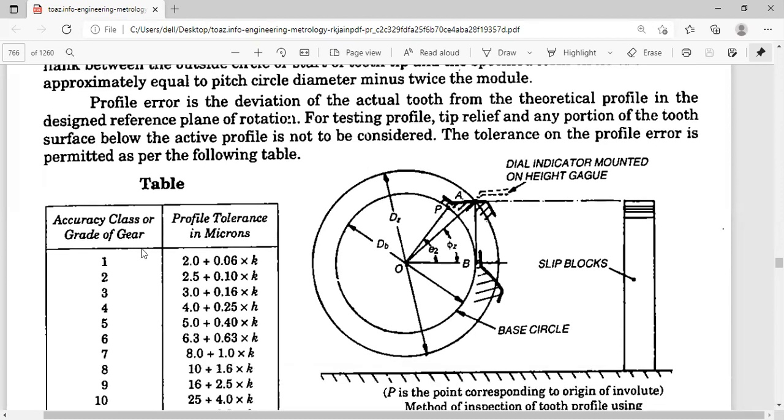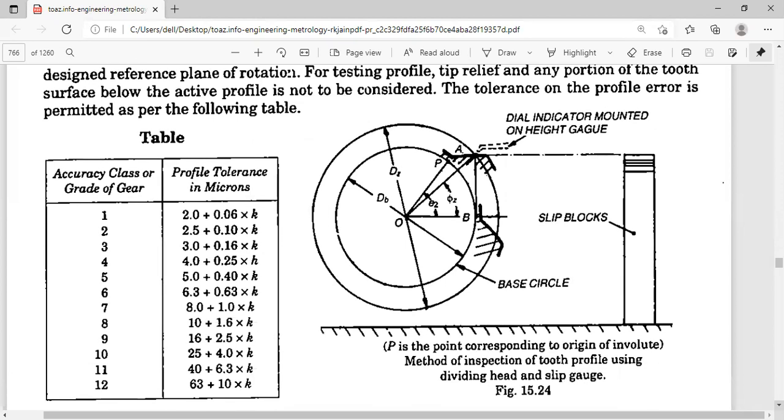This table will help you. I already gave a hint. I will discuss this particular table because it is important, just like the 12 grades of surface roughness we discussed earlier. As far as the accuracy class or grade of gear is concerned, we have 12 grades of gear. For each class, we have a profile tolerance in microns: 2 plus 0.06 into K. The table will be given in the design data books, and it will be there in the gear manufacturing industry, and you have to calculate the profile tolerance. Anybody can ask, what is K?